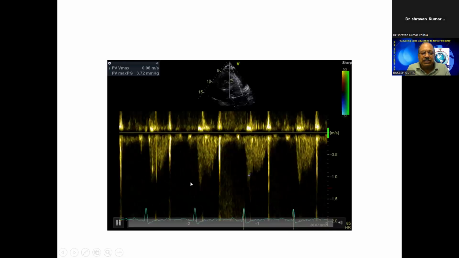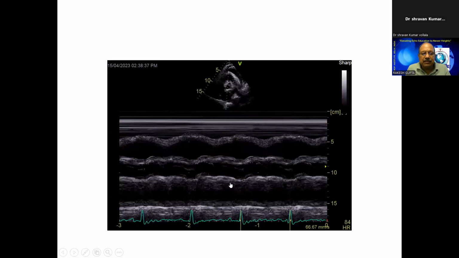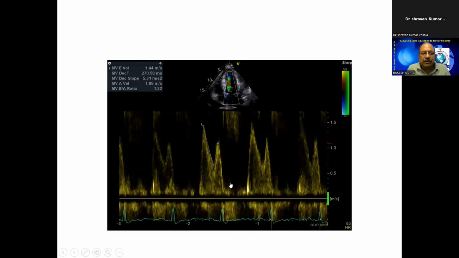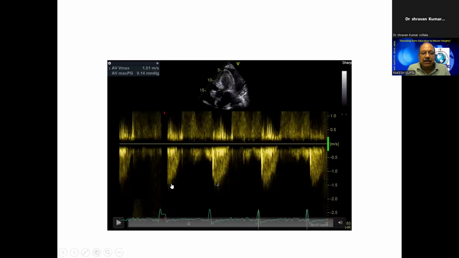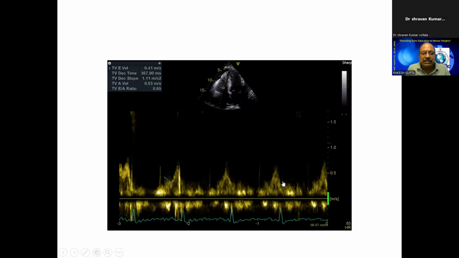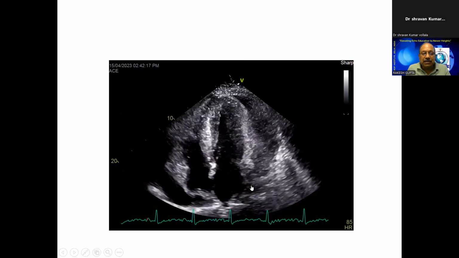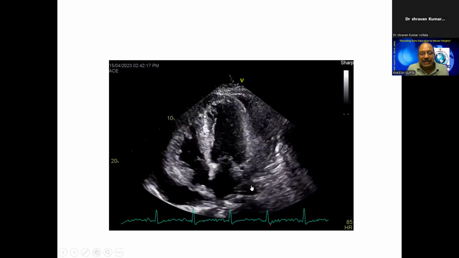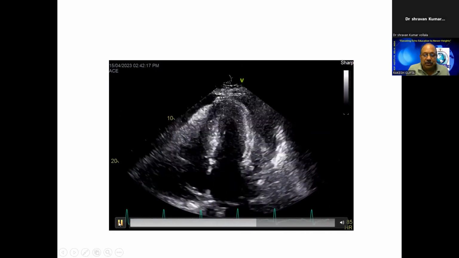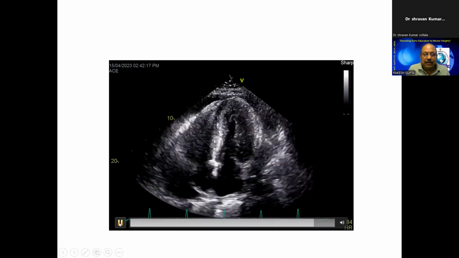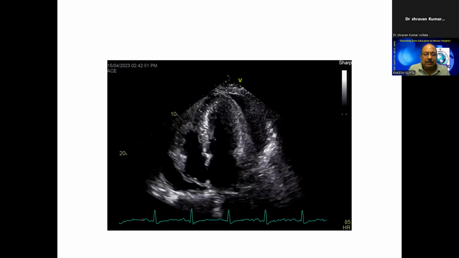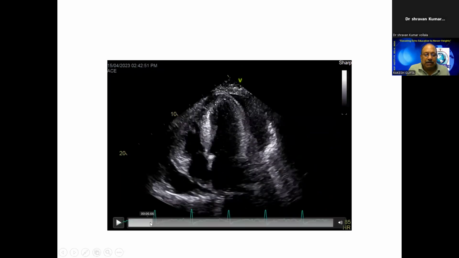Look at these respiratory variations. There are hardly any respiratory variations in this patient. Mitral flow velocity, there's no significant change. Aortic, no significant changes. Tricuspid, no significant changes. But now look carefully at what exactly is happening. I'm going to stop this slide for you. It's a long clip. Now I'm moving my clip gradually.